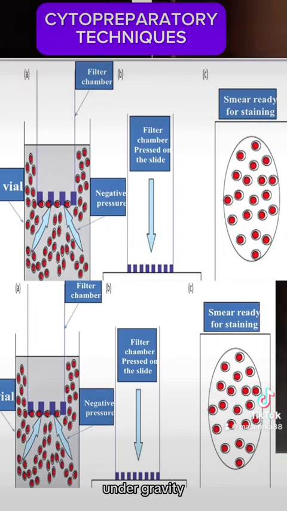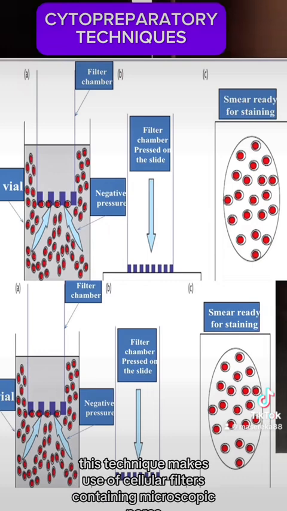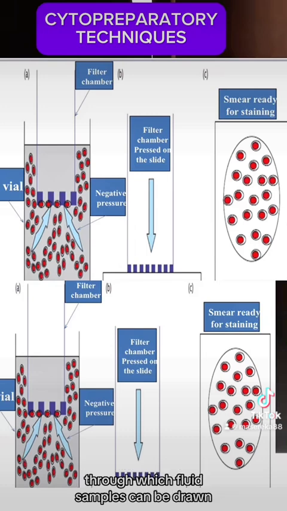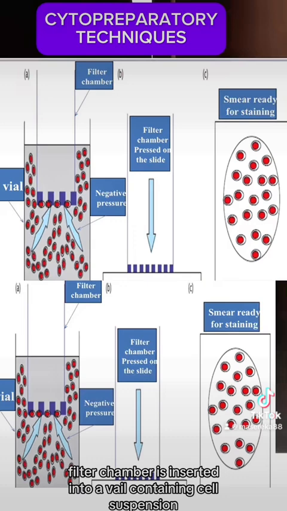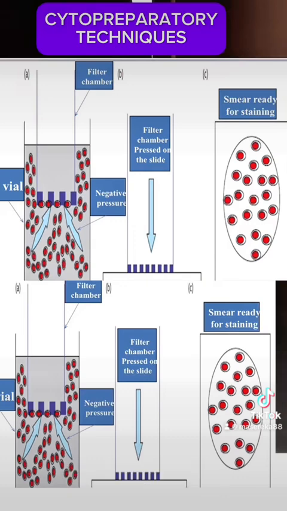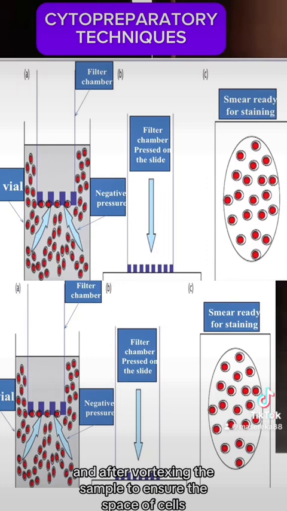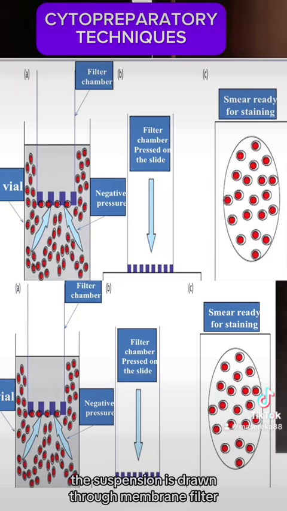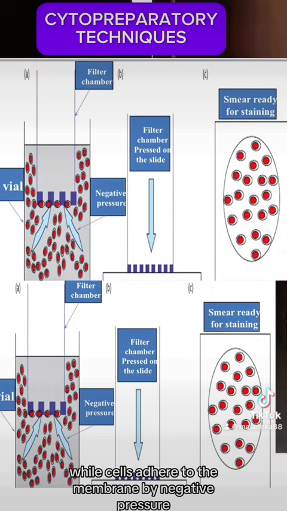Number 5, membrane filtration technique. This technique makes use of circular filters containing microscopic pores through which fluid samples can be drawn. A filter chamber is inserted into a vial containing cell suspension, and after vortexing the sample to ensure dispersal of cells, the suspension is drawn through the membrane filter. Fluid passes through the filter while cells adhere to the membrane by negative pressure.